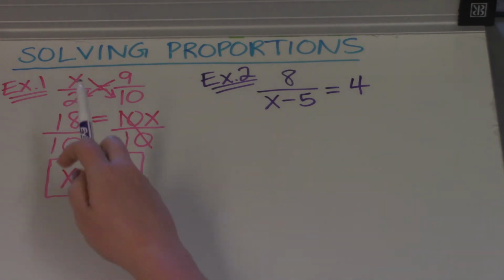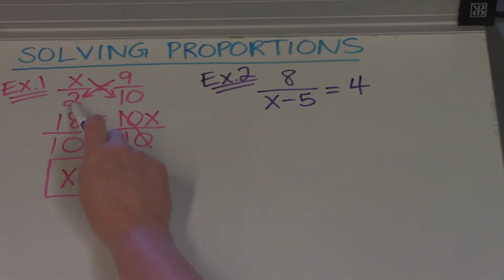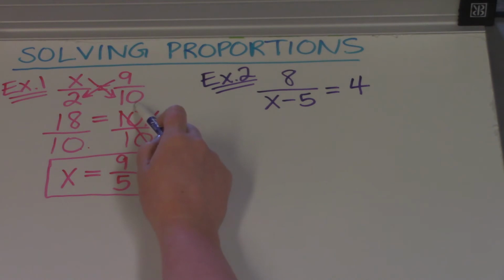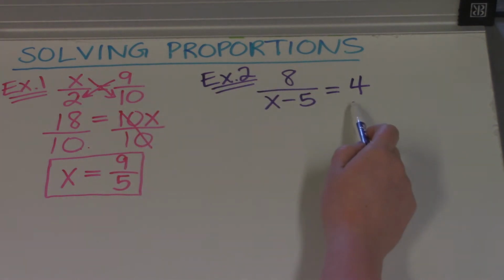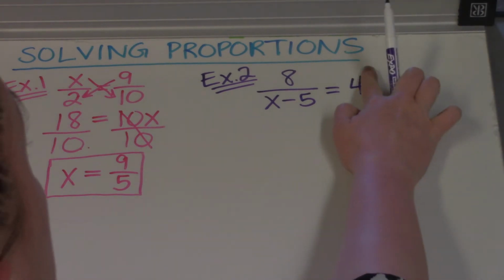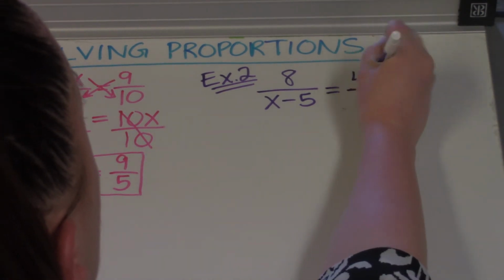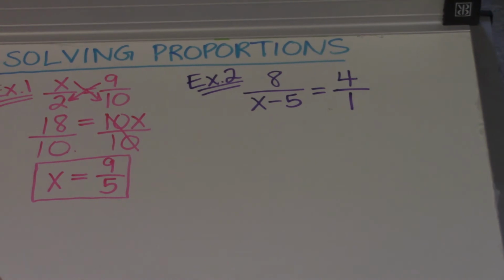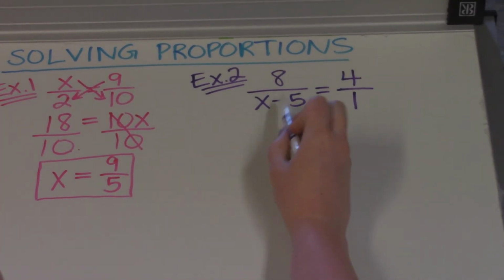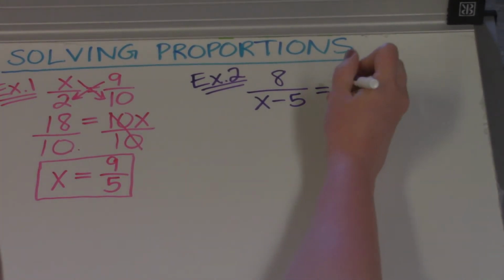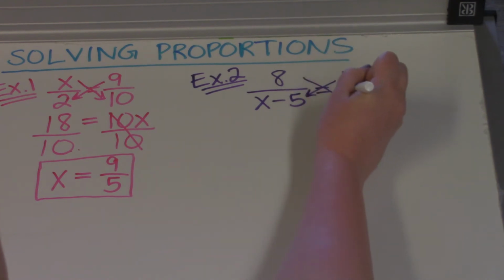Remember, I said before that a proportion is typically when you have a fraction equal to another fraction. But if you look at this example, we don't have a fraction on the right-hand side. Remember, you can always take any whole number and make it a fraction by placing it over 1. Now that I have a fraction equal to another fraction, I can cross multiply.